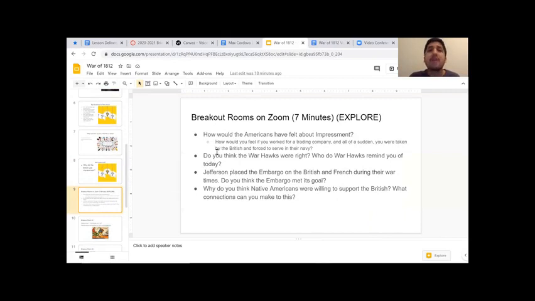Here, students have the opportunity to go into their breakout rooms on Zoom for 7 minutes to explore. Before we explore, I will talk about how the Americans would have felt about imprisonment, whether they're for it or against it, and they will try to find answers on the internet. Also, we will look at, how would you feel if you worked for a trading company, such as referencing the YouTube video from the previous slide, and all of a sudden you were taken by the British by force and had to serve. That would be one of the breakout rooms, and they would need to discuss that for 7 minutes, and we'll switch.